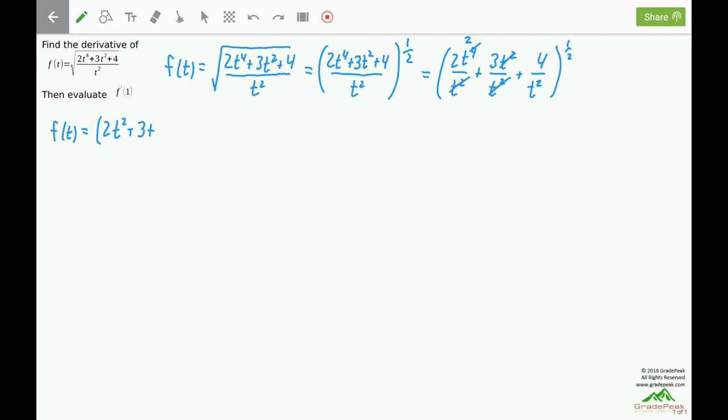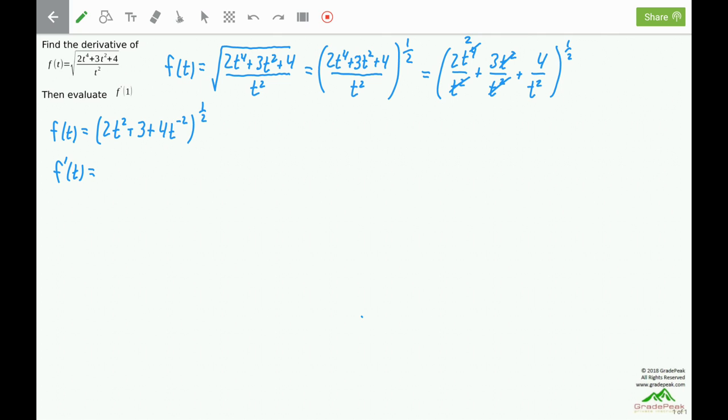plus, and then the third term here, I'm going to move the t to the numerator with the 4 as a negative exponent, t to the -2, so that the derivative of the inside of the 1/2 power will be much simpler to take. Instead of the quotient rule, we can just work it out term by term. Let's start the derivative now, f prime of t.